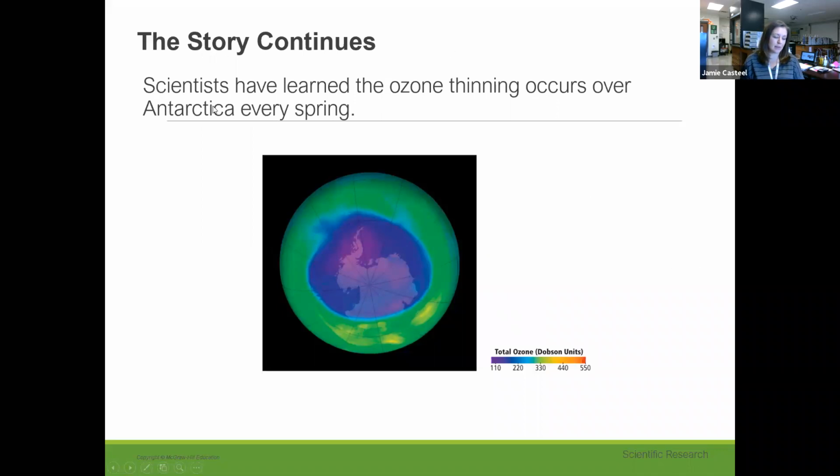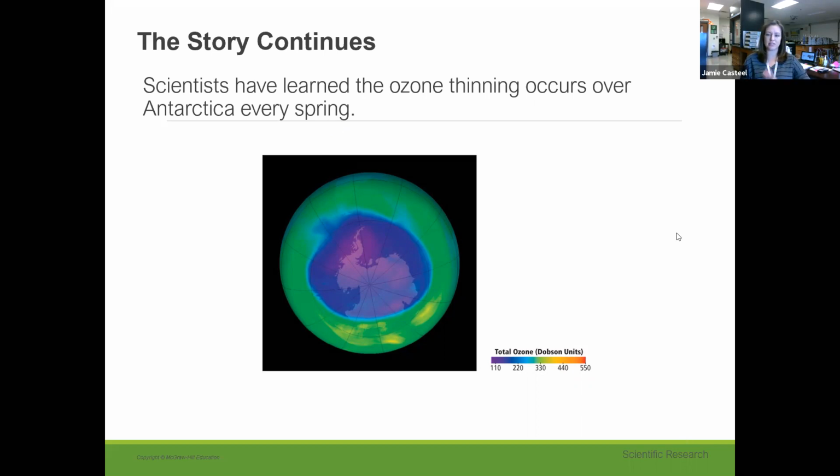Another part that we came up with after studying it for a long period of time, they found that the ozone thinning occurs every spring. Well, so it's getting thinner in the spring. What could be happening? Why is it every spring? What do you think happens in the spring that causes this ozone thinning to occur? What's going on in the world during spring? All right, answer that question for me.